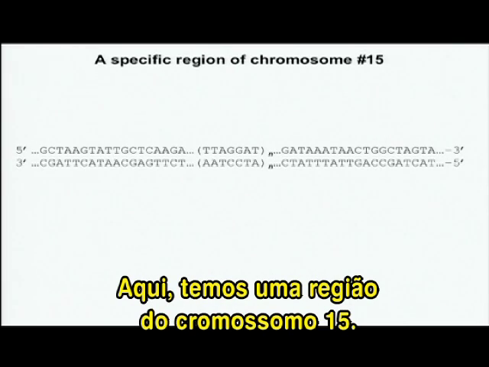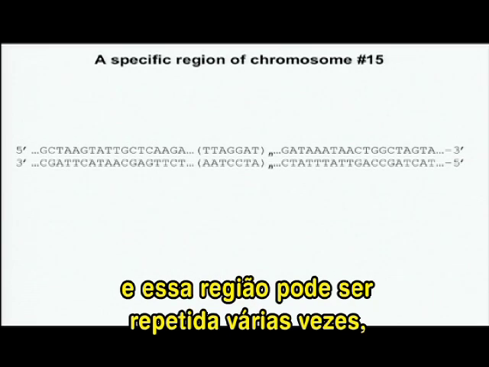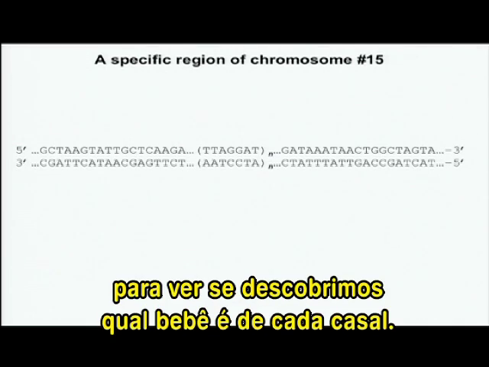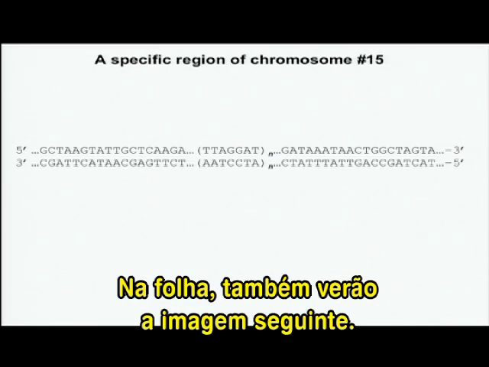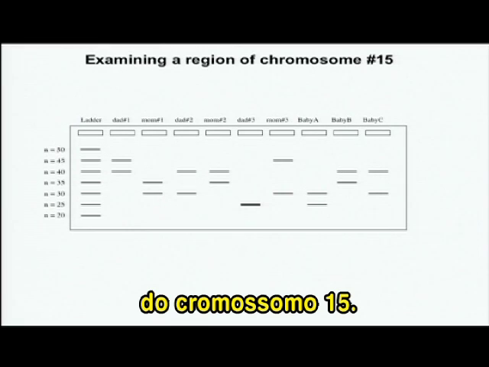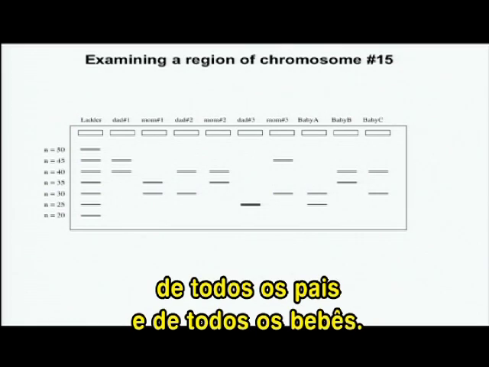Here's a region of chromosome 15. This region has a repeat of TTA, GGAT in the middle, and this region can be repeated n number of times, so a different number of times in different people. We're going to analyze this region of chromosome 15 in the babies and the parents to see if it can tell us which babies go with which parents. On your worksheet, you'll also see the following picture. This is the result of the DNA analysis of chromosome 15. You can see the ladder markings on the left, and you can see the patterns that are given by all of the parents and all of the babies.